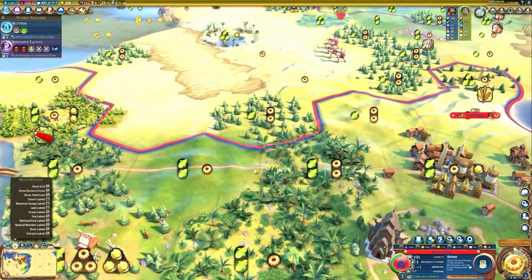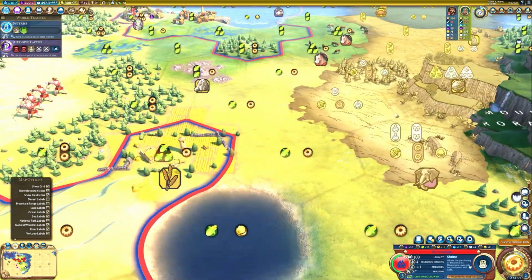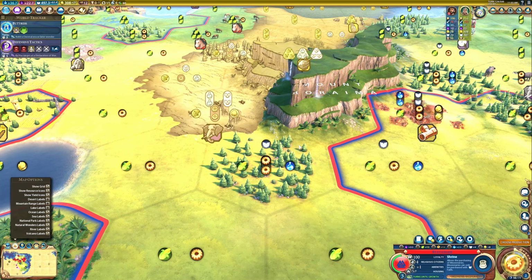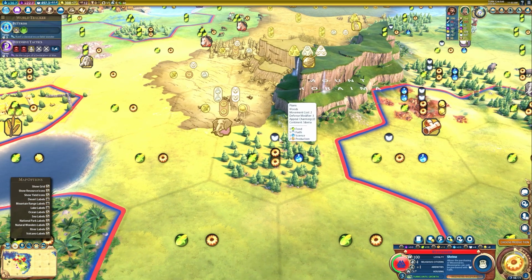Even if you're not trying to get a cultural victory, you'll need a healthy bit of culture to unlock the civics tree and defend against other civs pulling out a cultural win.